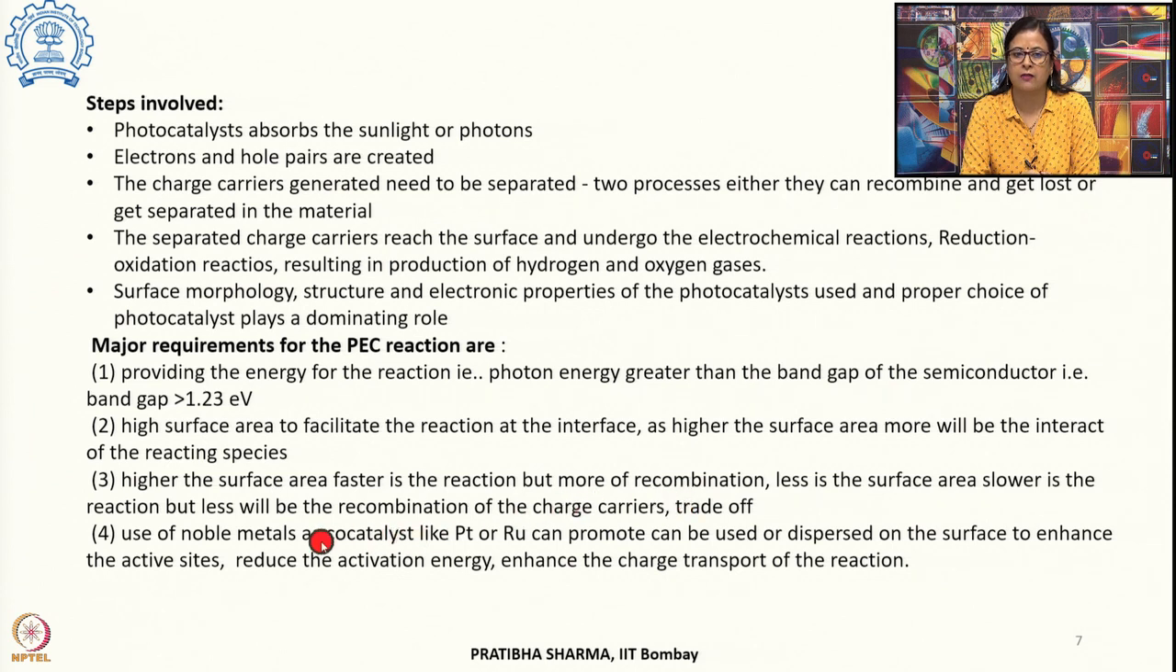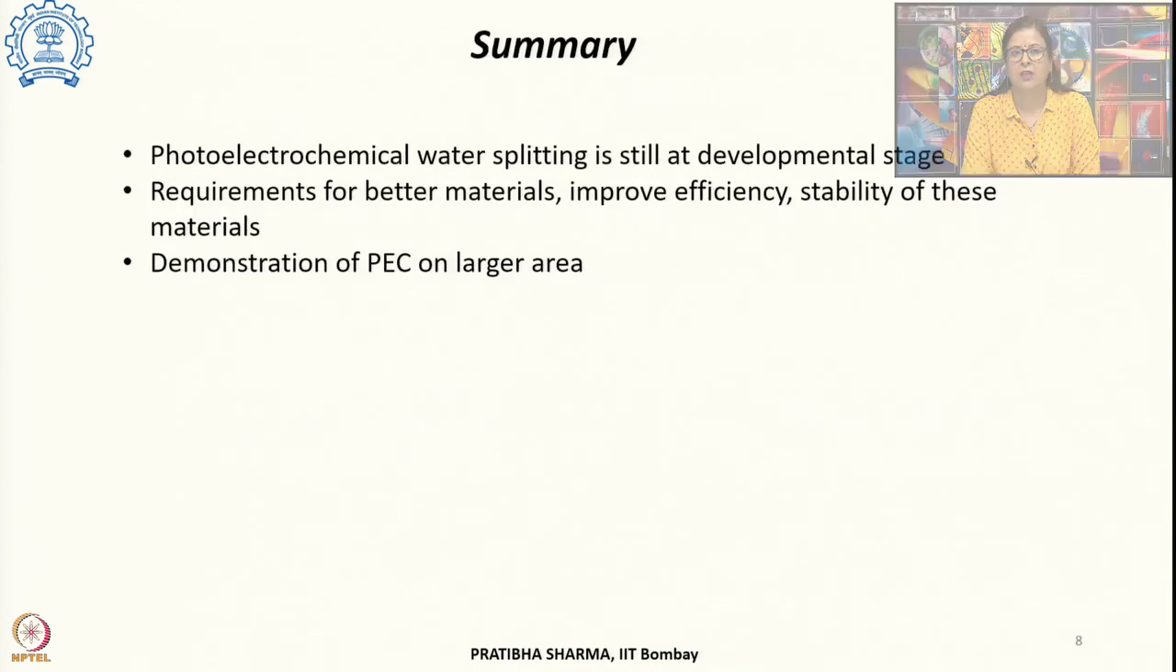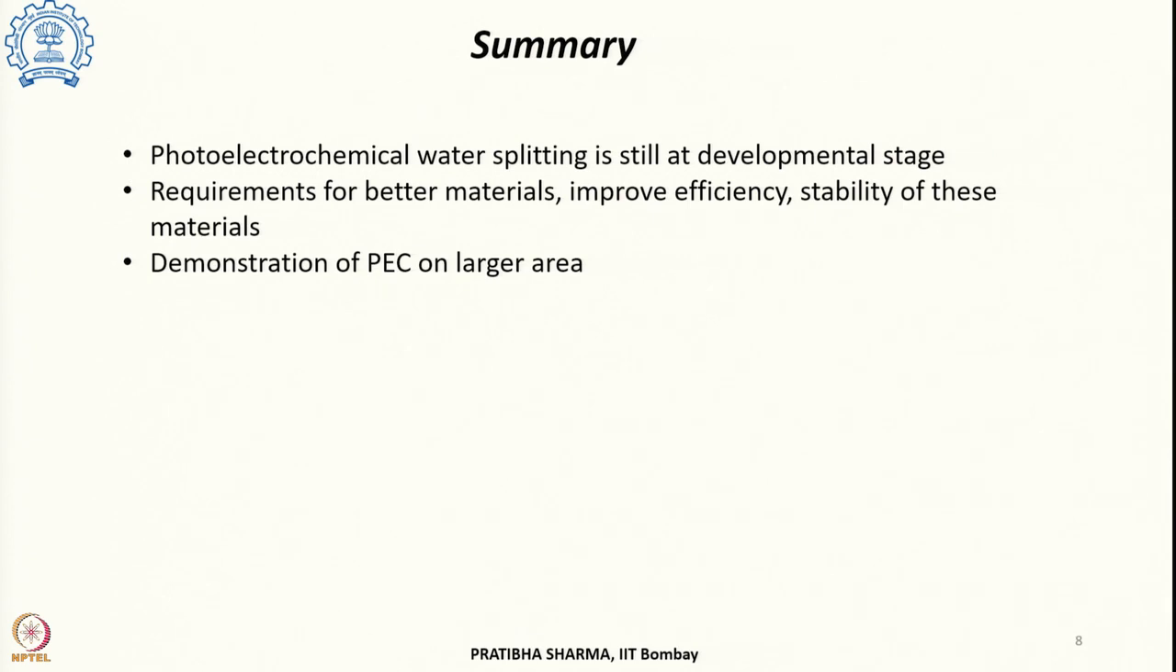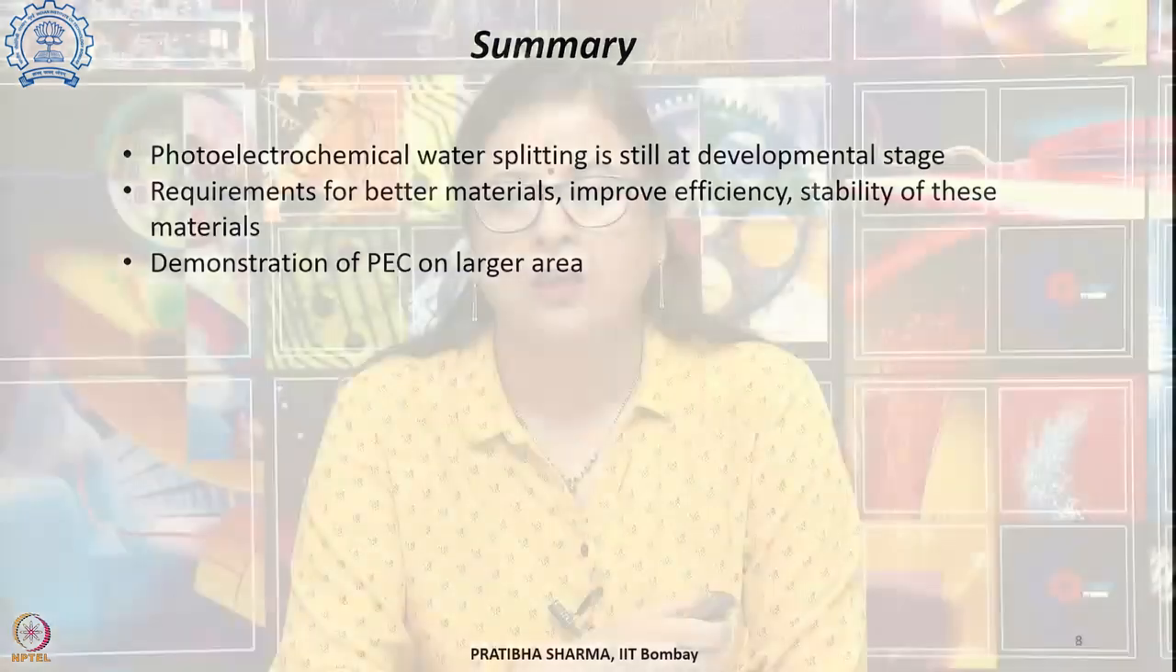For that, several co-catalysts are also used, like noble metal co-catalysts, including platinum or ruthenium. The use of these co-catalysts can be helpful towards enhancing the active sites and reducing the activation energy further. They can enhance the charge transport for the reaction and facilitate the photoelectrochemical reaction to take place. So, today we have seen very briefly the photoelectrochemical water splitting process.